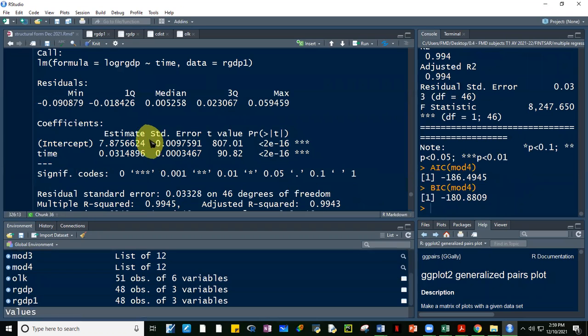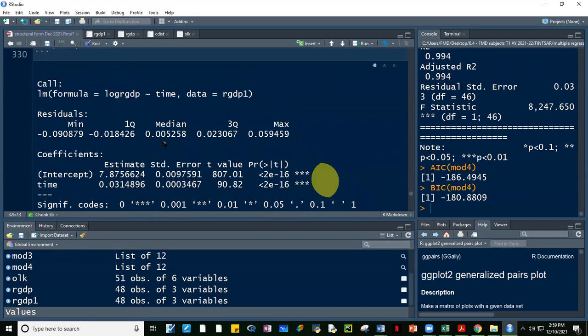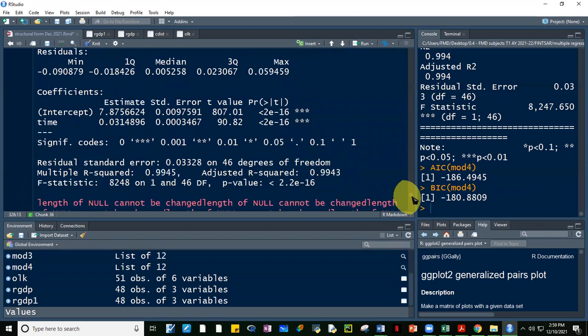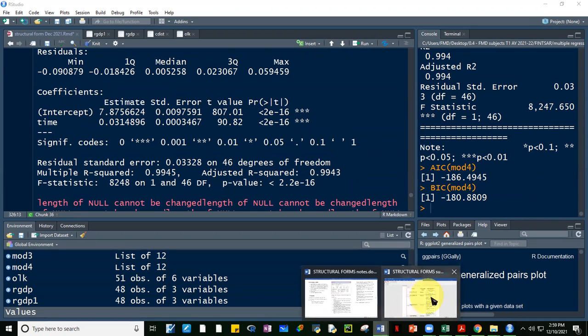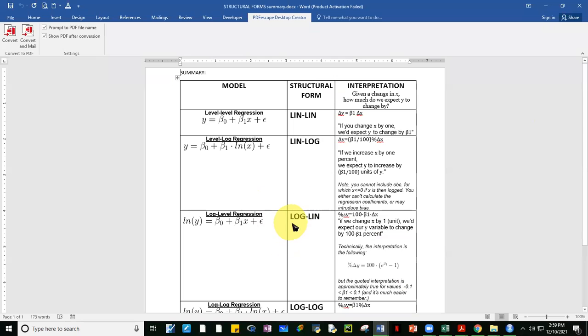All right. So we have time as our regressor here. So significant yung time as a regressor. And then, ang dependent variable natin is log ng RGDP. Okay. So how do we now interpret this? Paano natin i-interpret tong equation natin? How do we read this? Kapag log lin, guys, paano binabasa? Go back to your notes here. Ito, di ba? Log lin.